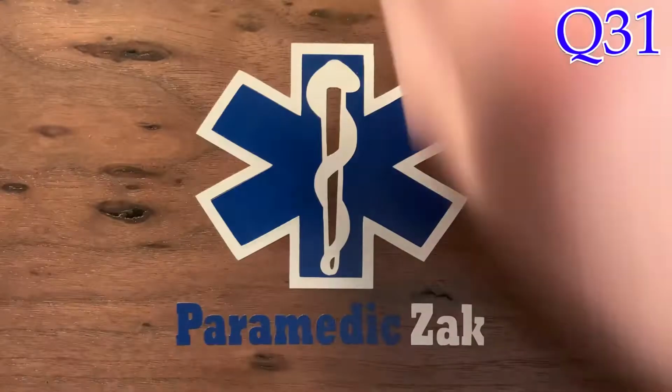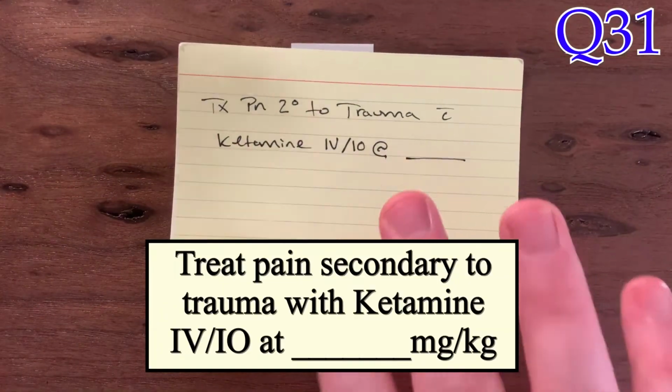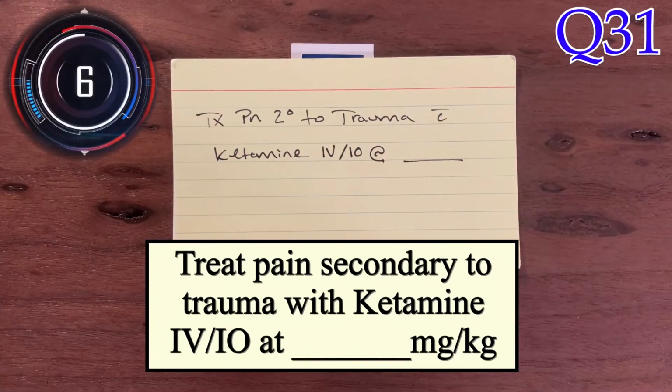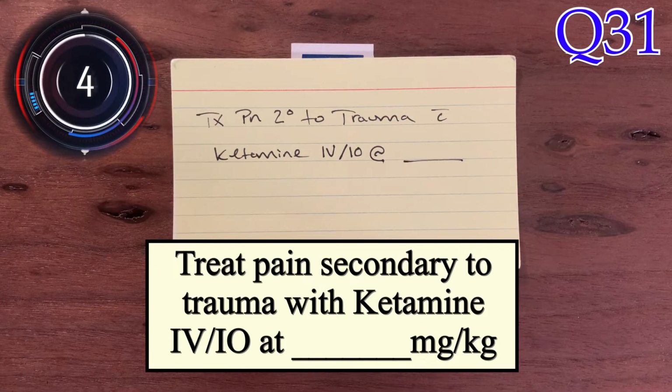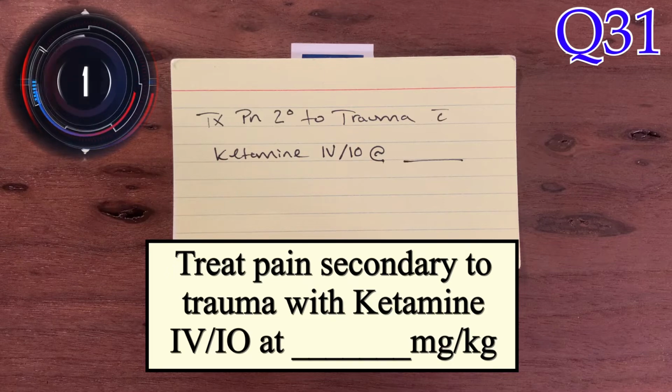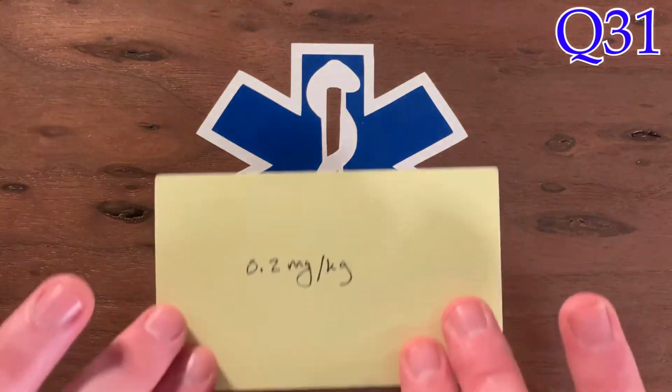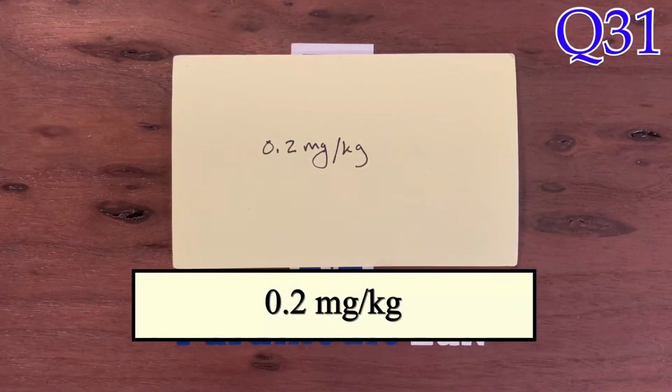Alright guys, so we left off with question 30, so let's go on with question 31. Treat pain secondary to trauma with ketamine IV IO at a dose of blank. So the answer to this question is probably going to vary based on where you work, but when you're treating pain secondary to trauma with ketamine, a typical dose is going to be 0.2 milligrams per kilogram. Moving on to question 32.